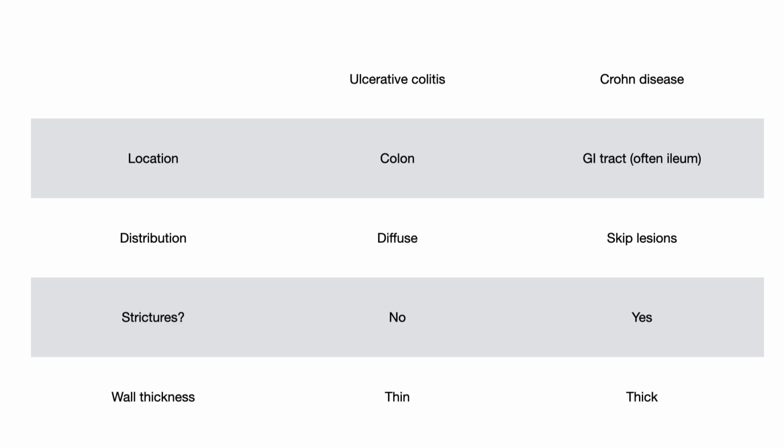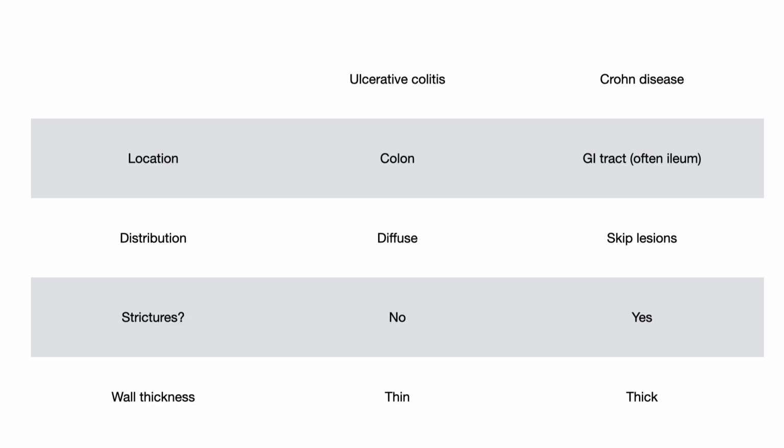Distribution: ulcerative colitis is diffuse, and you can imagine what happens is it basically starts at the distal part of the colon and just erodes the tissue, all of it, moving more proximally. Whereas Crohn's disease is patchy. Obviously, if it can involve the entire GI tract, you're going to have patchy involvement. So it's associated with skip lesions, where you see a lesion and then completely normal tissue in between, and then another lesion like that.